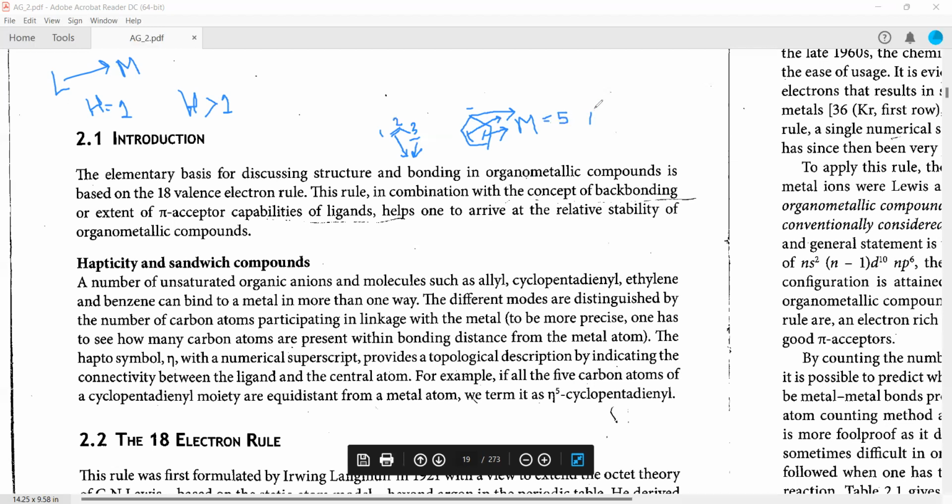Similarly for benzene, how many pi bonds do we have? We have 3 pi bonds, and by all these 3 pi bonds it can share. So the hepticity for benzene would be 6. For each pi bond there are 2 carbons, so you have to count these 2 carbons per pi bond.